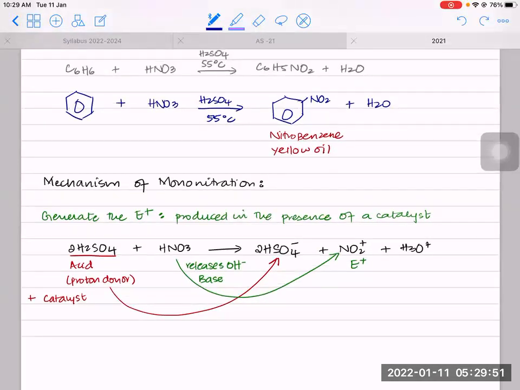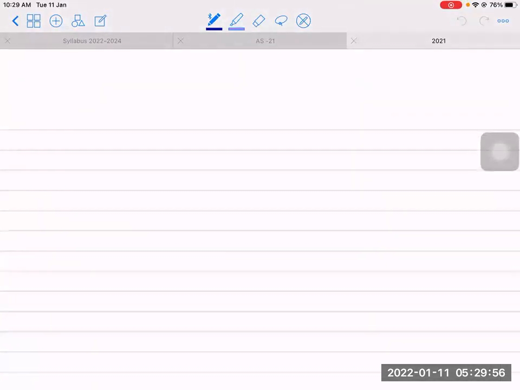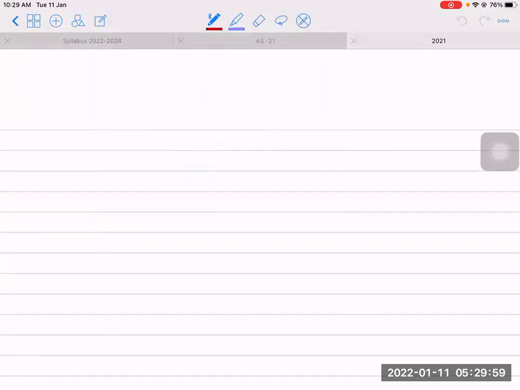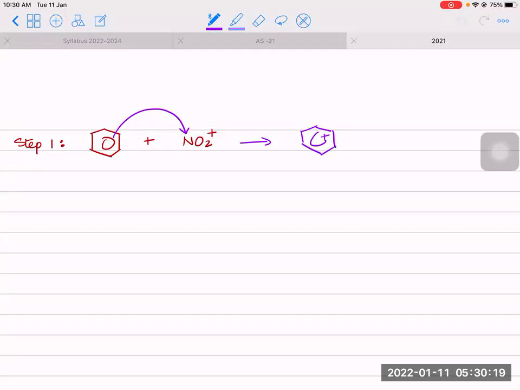Now we've generated the electrophile. Let's see the mechanism now. Let's see step number 1. In step number 1, we have the benzene ring with the nitro electrophile. You'll show an arrow from within the ring to the electrophile, and you will form a 4-valent carbocation intermediate. Clear? What is step number 2?